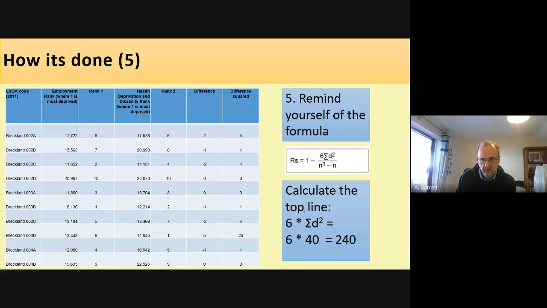So you calculate the top line first. So 6 times sigma d squared. Well, I've already told you that adding all these up, the sigma d squared, that equals 40. So that's what that means. So sigma d squared is all of these added up. Multiply that by 6, and you get, in this case, 240.